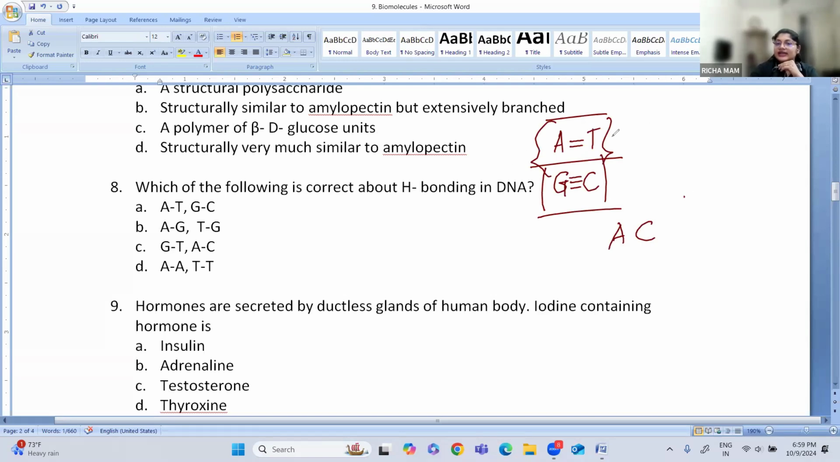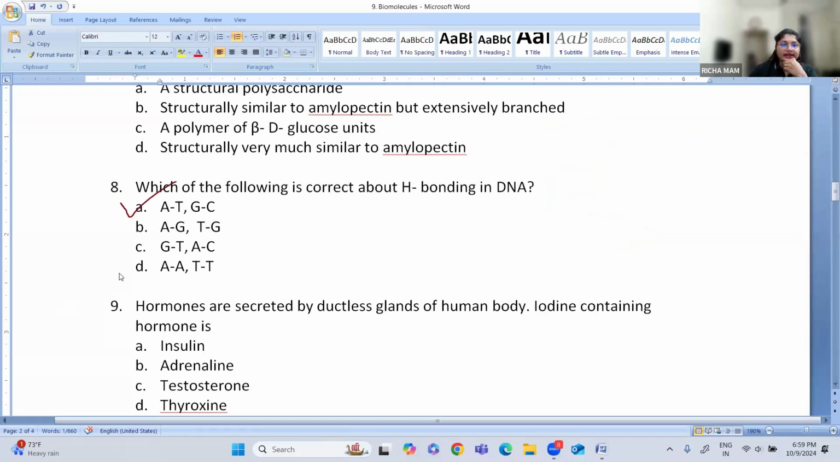But in RNA, instead of thymine, what is present? Uracil is present. This is the only change in RNA. So option A is the answer. This is the pairing taking place.